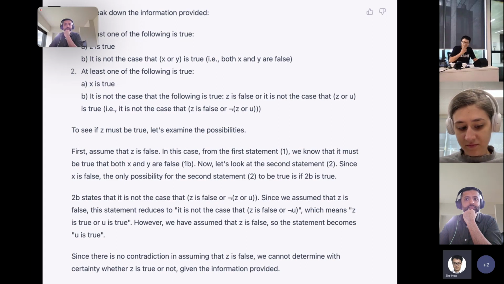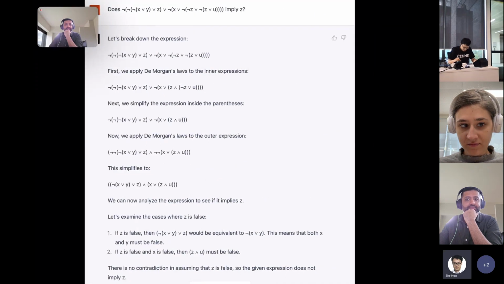It cannot determine. So apparently, if we make the formula complex enough, it still poses some challenge for GPT, even with the latest 4.0. That made me happy. So I know I wouldn't be out of my job in a couple of years. Not yet, right? Not yet.